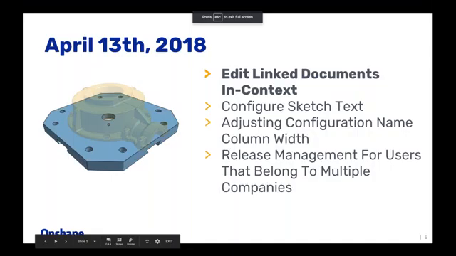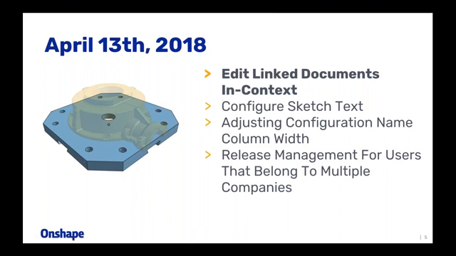Again, it's the same exact menu option. You just right click on it and choose edit in context, but it takes you to a different document. That's the key thing. And then you have the option to create a version. That's going to create a snapshot in that document and then go back and update in the assembly. So that is edit linked documents in context.